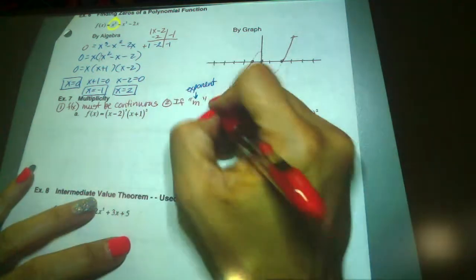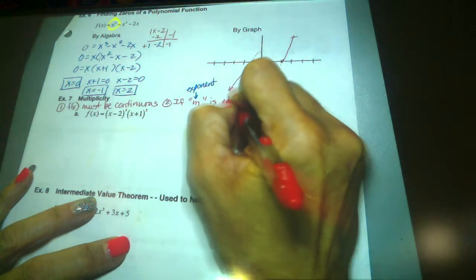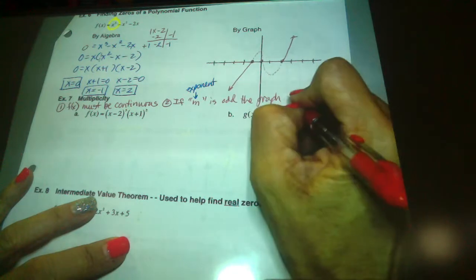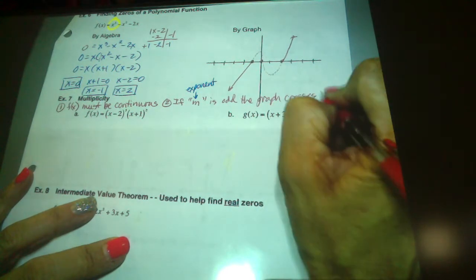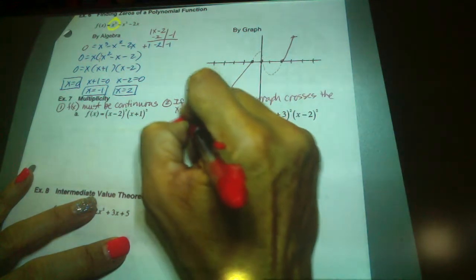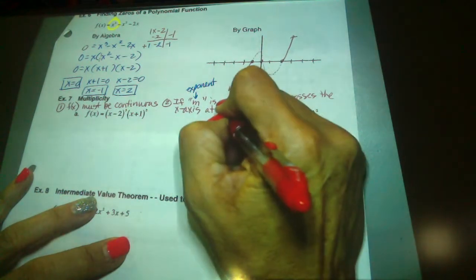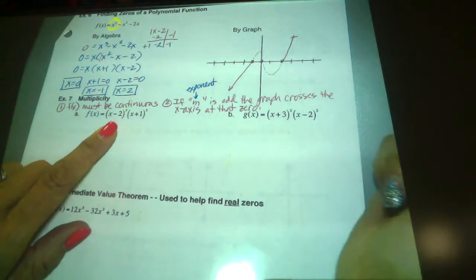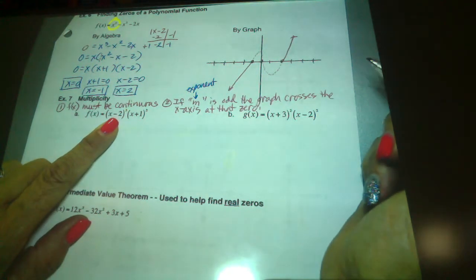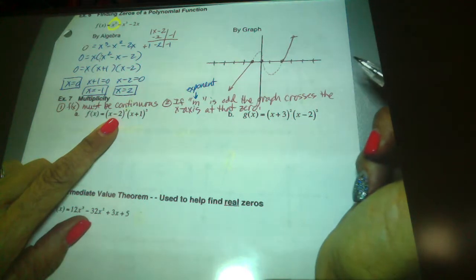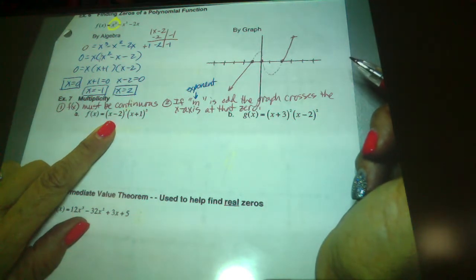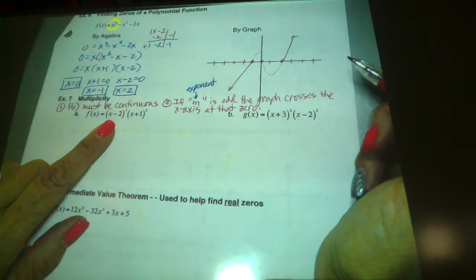So if m is odd, the graph crosses the x-axis at that zero. So can't I tell what the zero is here? What's the zero here? Positive 2. So if I said x minus 2 equal to 0 and solve for x, I'm going to get x equals 2. So I know that there's a 0 at 2.